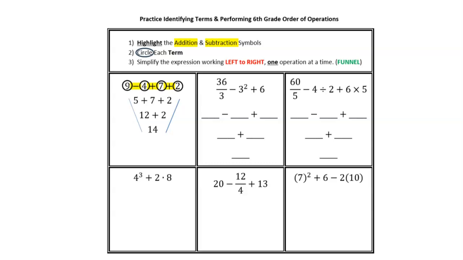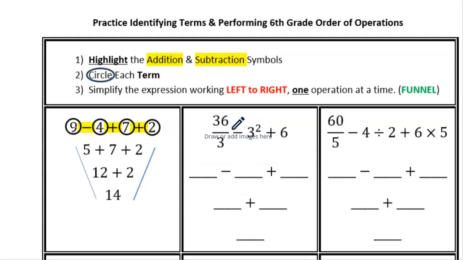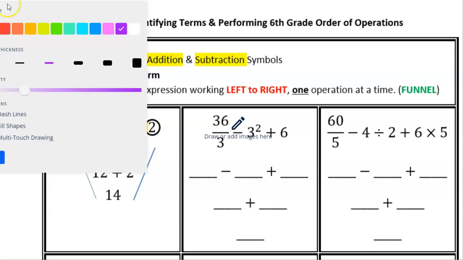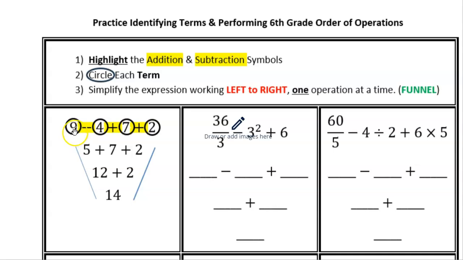Okay, we're going to take a look at some examples here. So we are going to be practicing identifying terms and performing 6th grade type problems, 6th grade standards for order of operations. So we're going to do some work with some basic problems. And the steps you are to require through these notes, the way I'm modeling it, is we're going to again highlight the addition and subtraction problems like we were just practicing. That is to help us to identify the terms in our expression. Once we've identified the terms, we're going to make sure we circle each one. And then we're going to, from there, simplify each term working left to right. And we're just going to perform one operation at a time in neat rows.